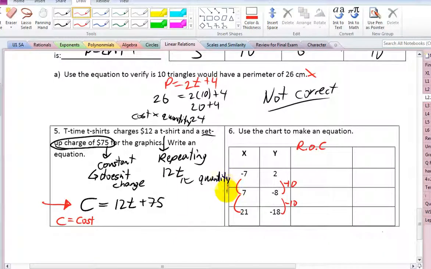So this is 14 and 14. So your rate of change is -10 over 14. Lowest terms, -2 over 7. Now we do this multiplication all the time. We've done it before, the canceling stuff.